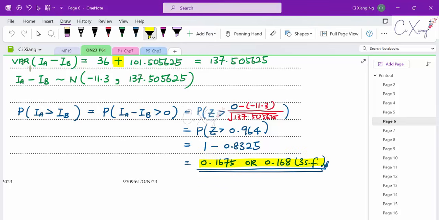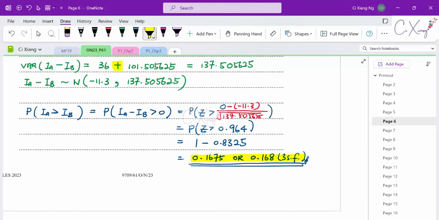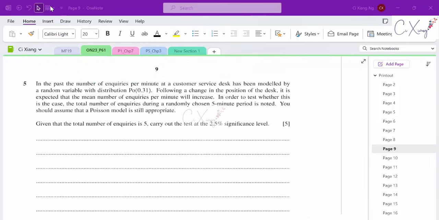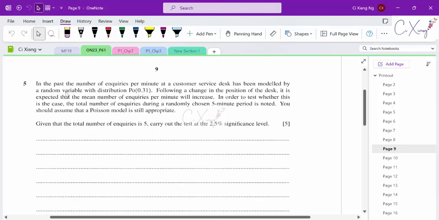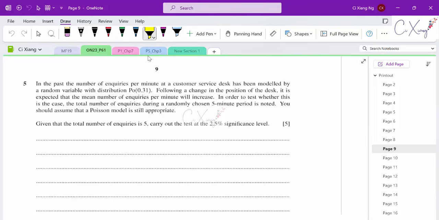Okay, yeah, so this is how we solve this question number 4. So question number 5. In the past, the number of the inquiry per minute. Okay, so highlight the keyword per minute. This is the interval given, right?